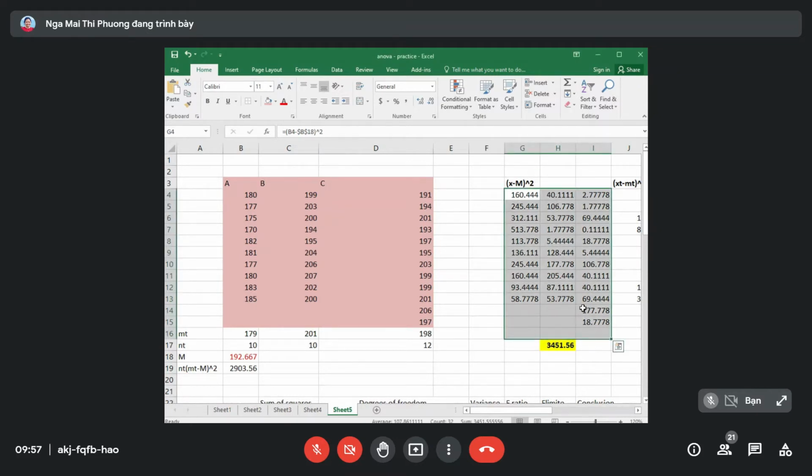So by using Excel, you have these values. For x is 180 minus M. So M you have 192.667 and you square. You do exactly the same for 32 values. So you have the upper parts of the variance of totals. Then you calculate the sum. Sum of square is 3,451.56.